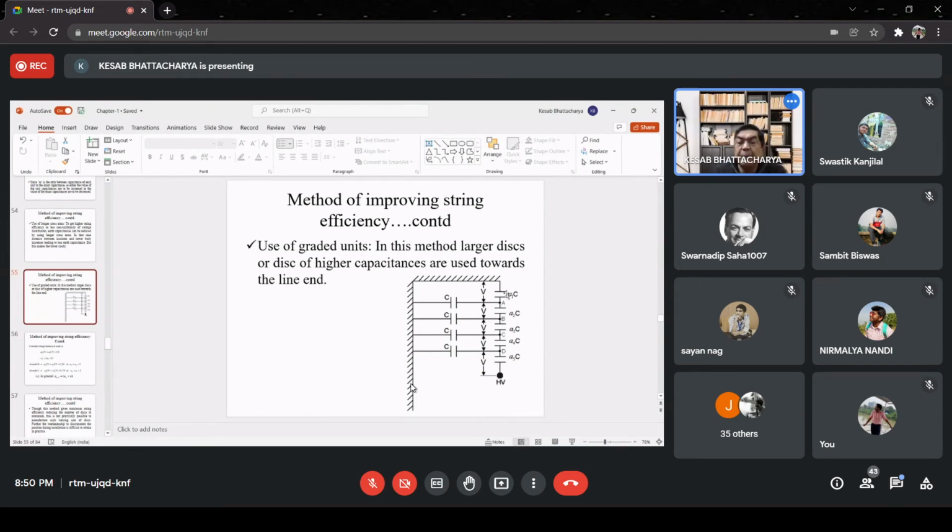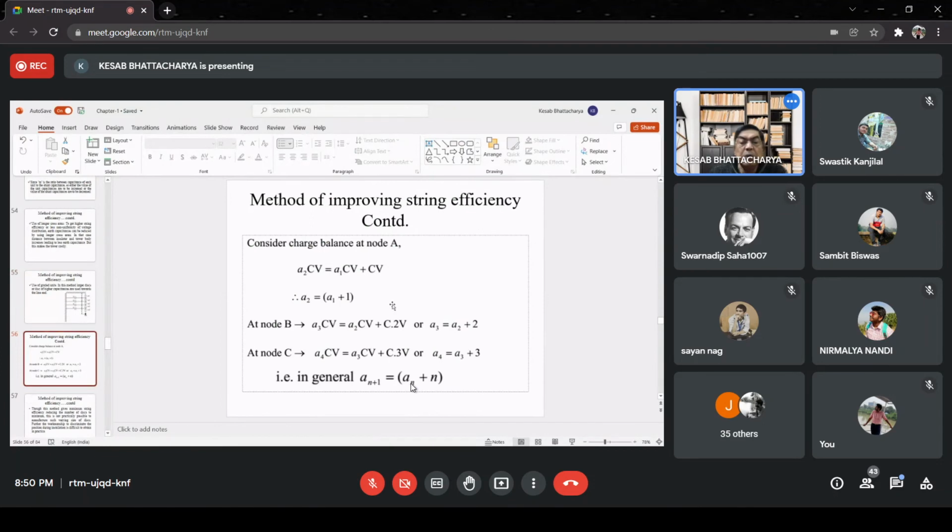Now, again, applying Kirchhoff's charge balance equation here at node A, what we can write? A2C into V is equal to A1CV plus CV. Therefore, what we can write from here? A2 is equal to A1 plus 1. Can we write this? From here, A2CV is equal to A1CV plus CV. From here, we can very easily write A2 is equal to A1 plus 1.